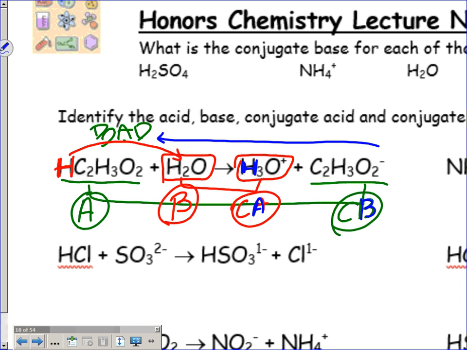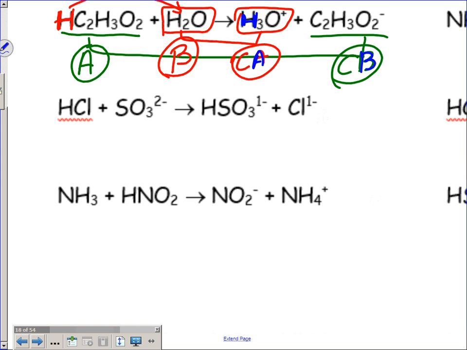I see some confused looks. We're going to do some more examples with this. This is, I think, one of the more challenging parts of acids and bases. Everything else is calculation-based. Okay, so next one, HCl makes or becomes what in the products?